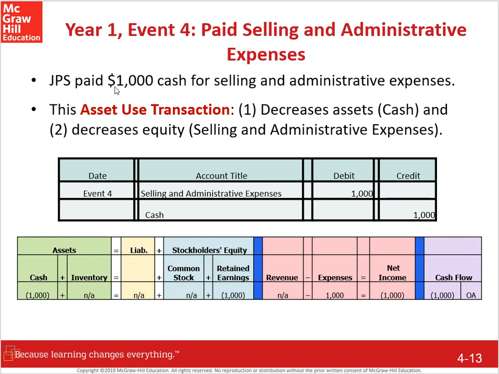So what are we going to do? We're paying cash for expenses. So we're going to debit our selling and admin expense. So when in doubt, debit the expense account. So the expense is going up, which is bringing our net income down. And then we credit cash. Cash is going down with the credit. So an asset use transaction, we see cash going down and we see retained earnings going down because we've incurred an expense. And our cash flow type, of course, is OA.